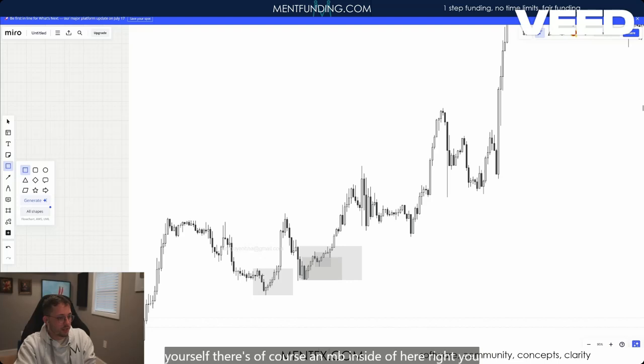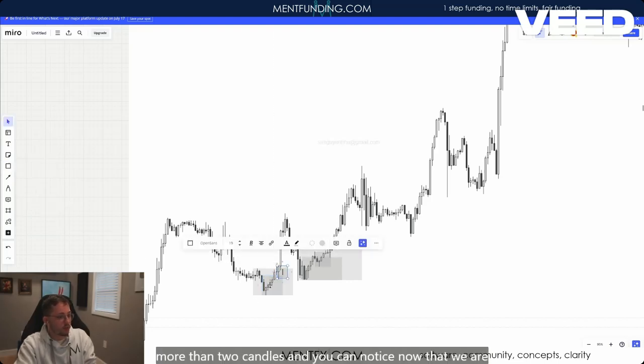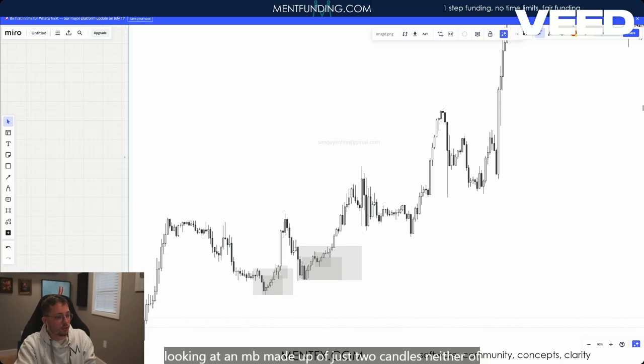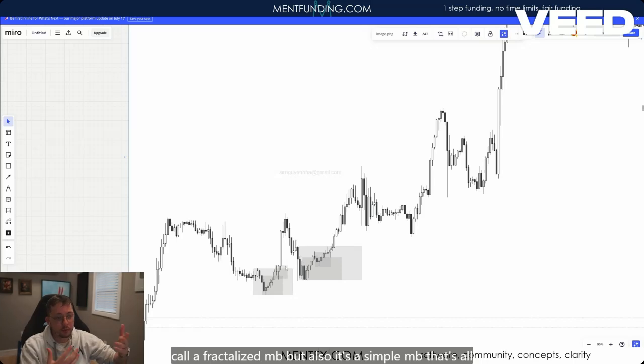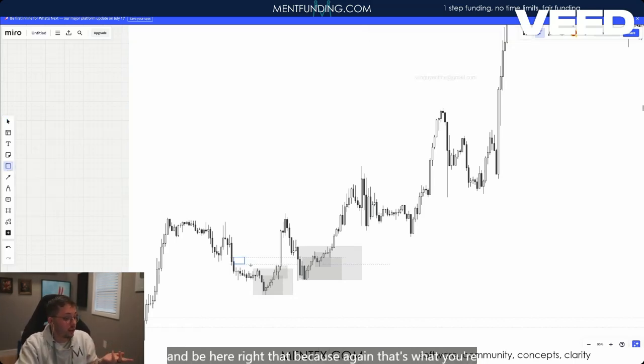There's, of course, an MB inside of here. You could call this an MB right here because it's made up of more than two candles. And you can notice now that we are looking at an MB made up of just two candles, neither of which is actually a down push, but there's a high to a low, and it's more than one candle. So therefore, it's what we call a fractalized MB. But also, it's a simple MB. That's all it is. And that could be happening within the unvalidified MB here.